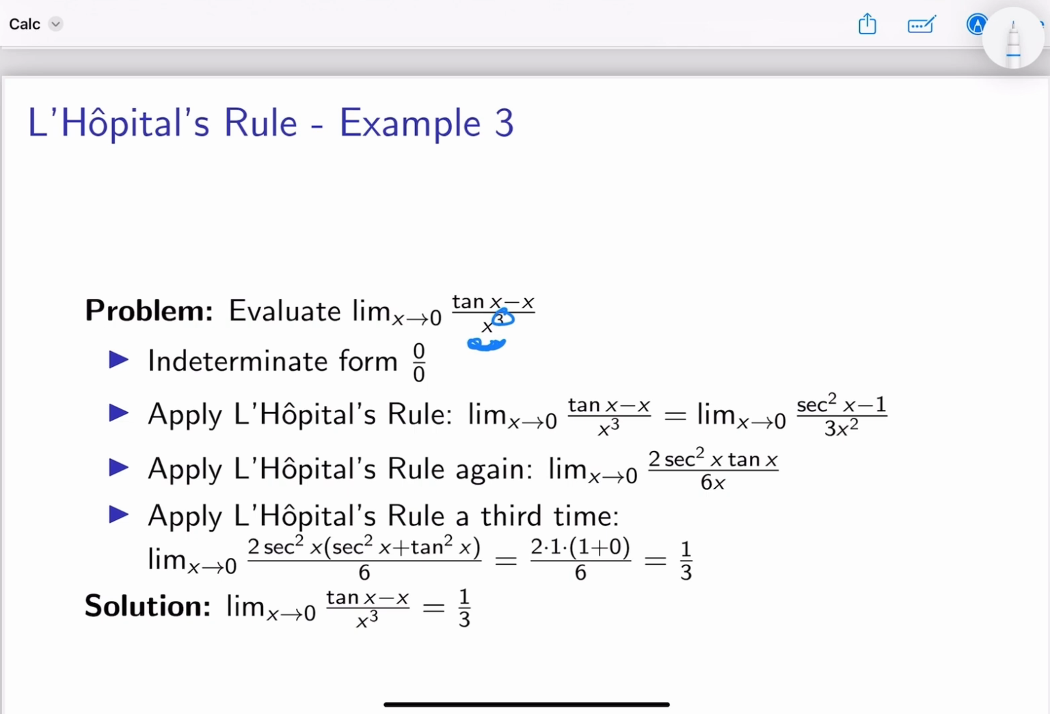So we apply L'Hopital's rule 3 times, and we use the fact that the derivative of tan x is secant squared x, which is 1 over cosine squared x. And once we use that, we will need also the product rule. So this is going to be u prime v plus u v prime. So these are important things to remember.